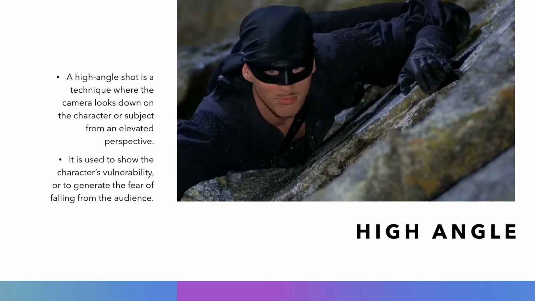A high-angle shot is a technique where the camera looks down on the character or subject from an elevated perspective. It is used to show the character's vulnerability or to generate the fear of falling from the audience. The high-angle shot should be less than 90 degrees, otherwise it will be an overhead shot. This shot is from The Princess Bride.